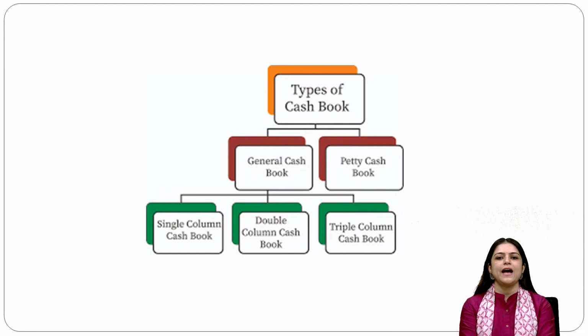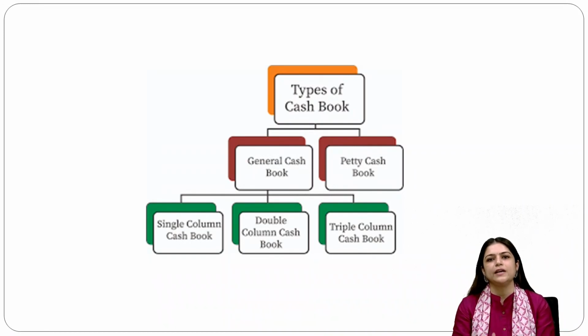So here the types of cash book are given. There are two major types of cash book available: general cash book and petty cash book. In the general cash book, there are three types of cash book available.